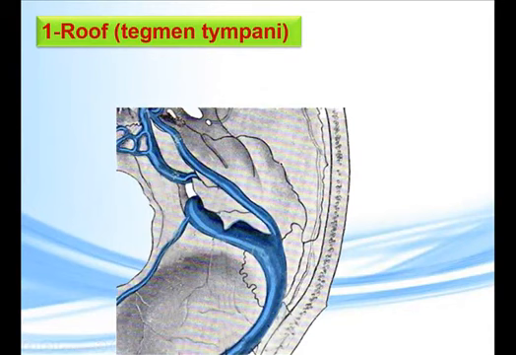Now, can we see the roof? Yes. Here's the tegmen tympani. This is the skull, which is open from inside, to tell you that this is the temporal lobe of the brain, which is lying here in the temporal fossa, and this is the part of the tegmen tympani which represents the roof of the middle ear.